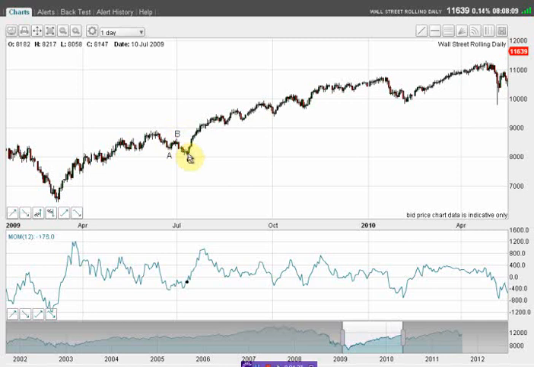Wave C lies under wave A, so that obeys the rule that I've just mentioned. This wave three here goes up to here, and wave four is in three waves, A, B, C. Wave C lies below wave A.